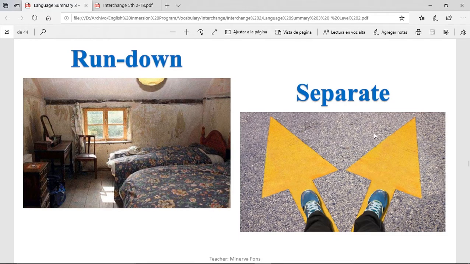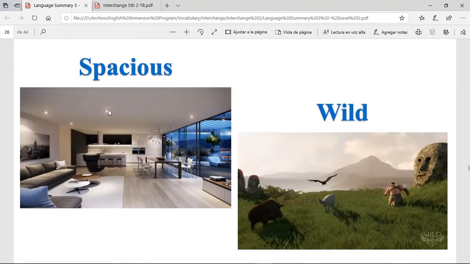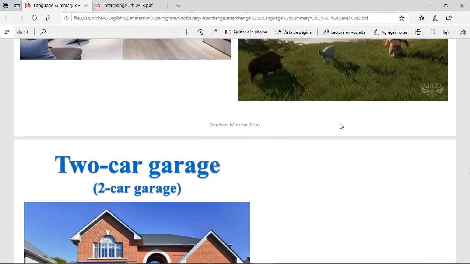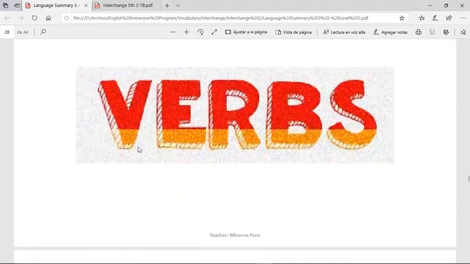Separate is when two things are together and you put them in two different or more things. For example, One Direction separated a couple of years ago. Spacious. Something spacious is when you have a lot of space. Wild. Wild is referring to the ecosystem, the animals, things of nature that are wild. Two-car garage is a garage for two cars. Oh my god, who would have known? Let's see some verbs.